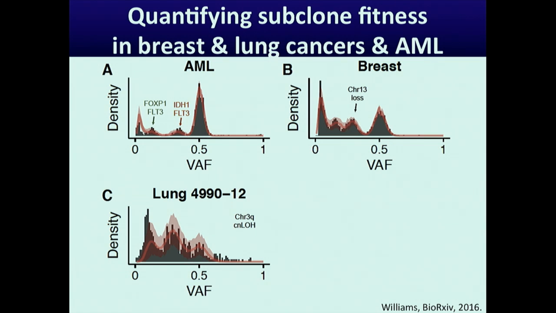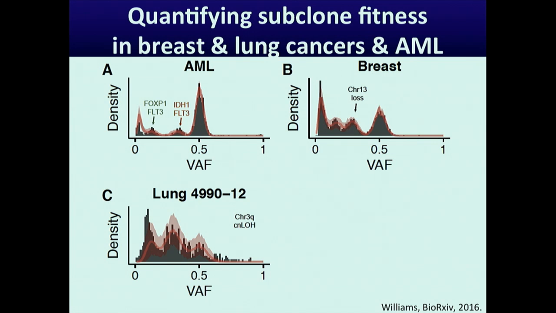So this is an AML case from WashU, which is whole genome sequencing to about 300x. It's a fantastic data set. And here you can see there are 2 subclones evident in this variant allele frequency distribution.